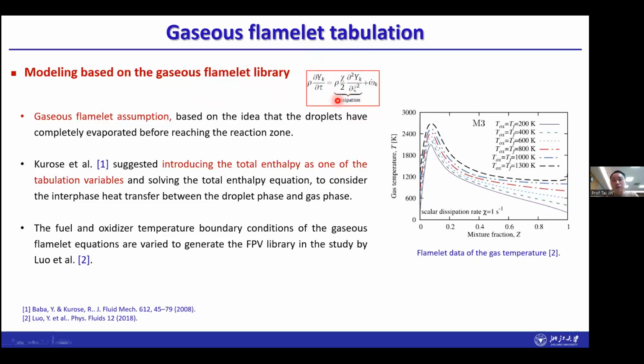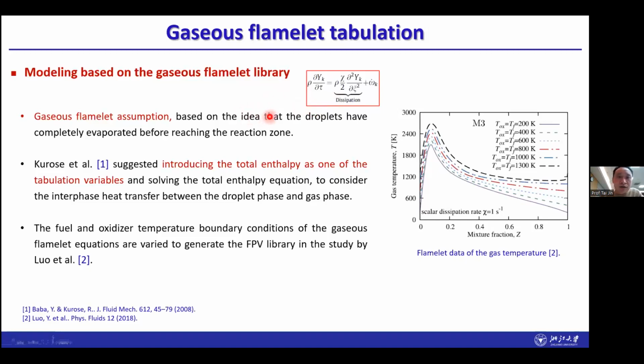And actually, there's a big assumption for this use. The assumption is the interaction between droplets and flame. There is no interaction, and before the ignition or before the burning of the gases, the droplet will be evaporated totally.